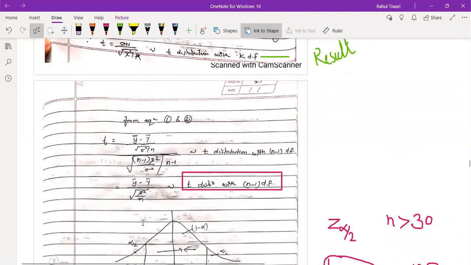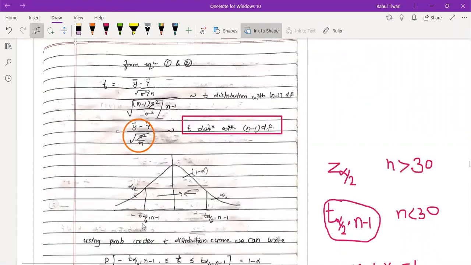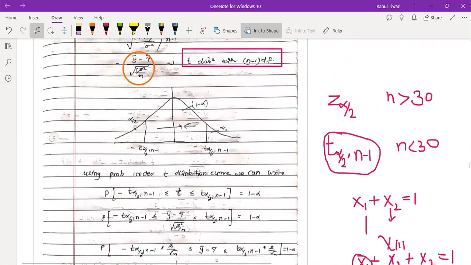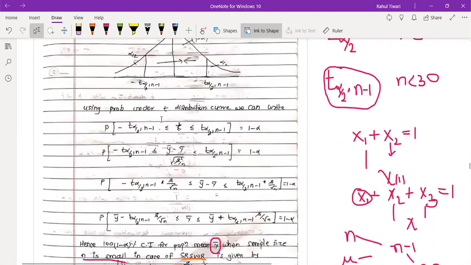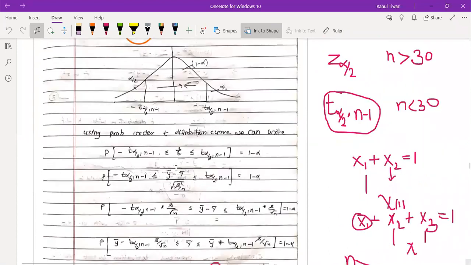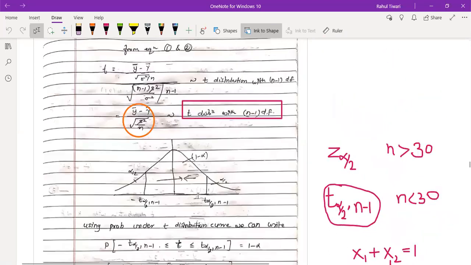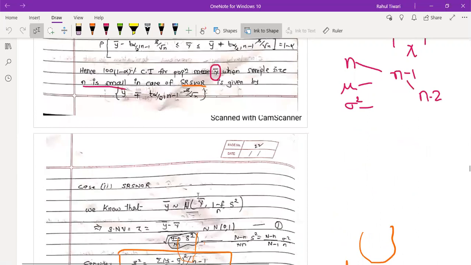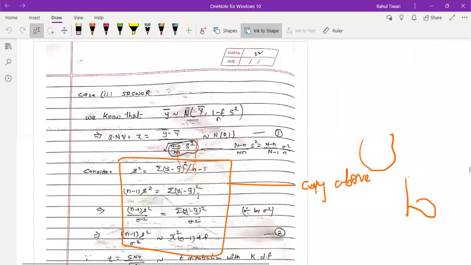Once you get this final expression, the whole derivation you can immediately write down, because this is your mean, this is your standard deviation. So the final expression directly will come: y bar plus minus t alpha by 2 comma n minus 1 times s upon root n. Directly you can write. If it is theory, then you need to derive this. But if it is practical, then you should know immediately which formula is going to be useful. And similarly, you have to do exactly the same for WOR.